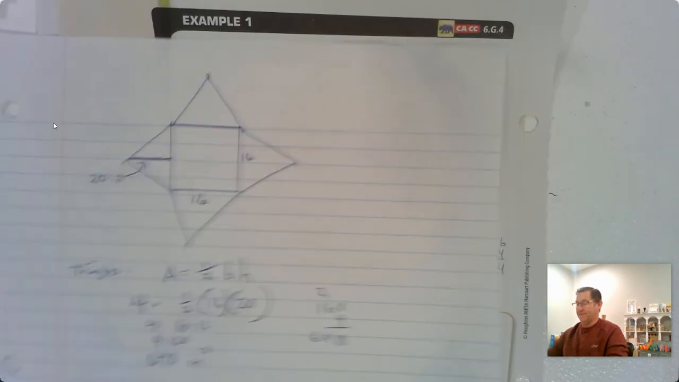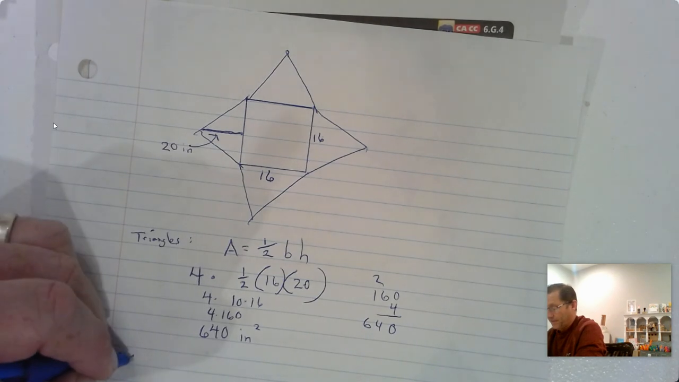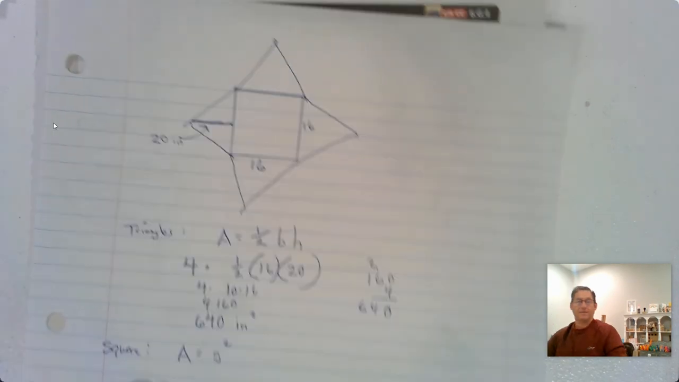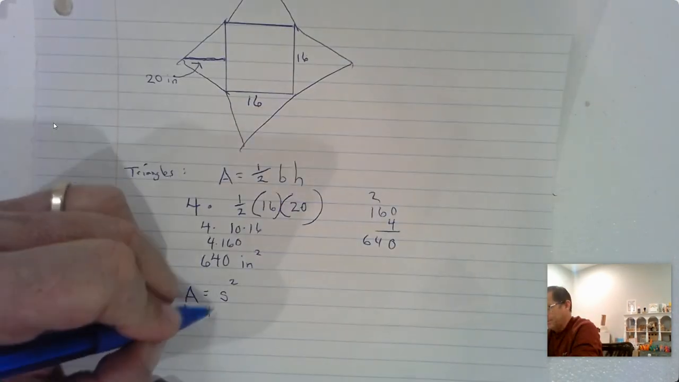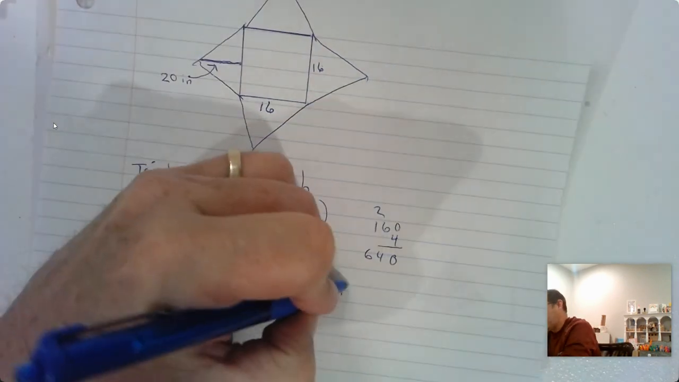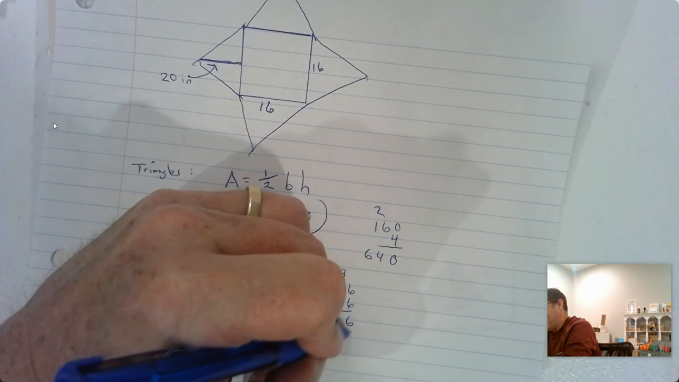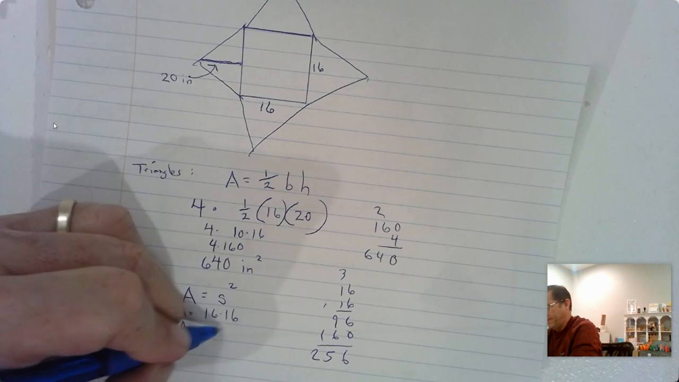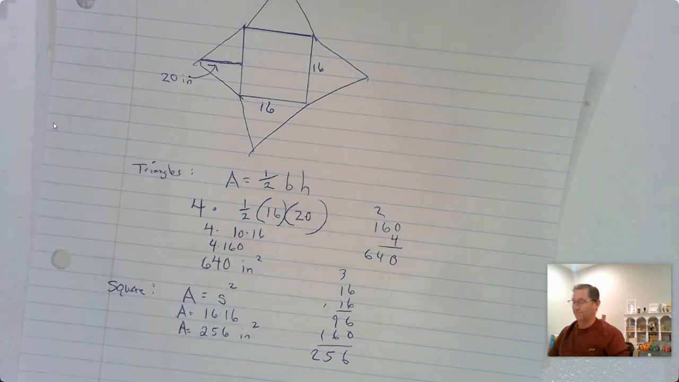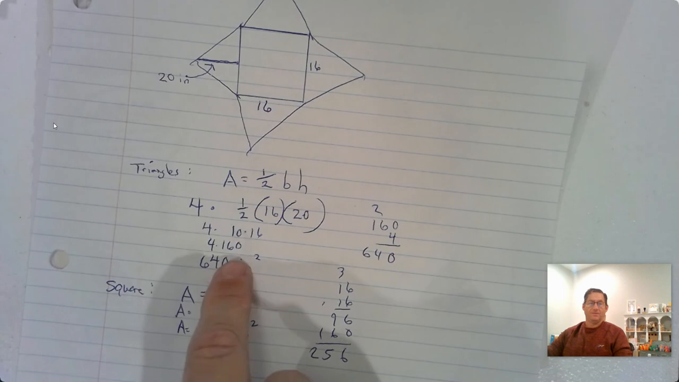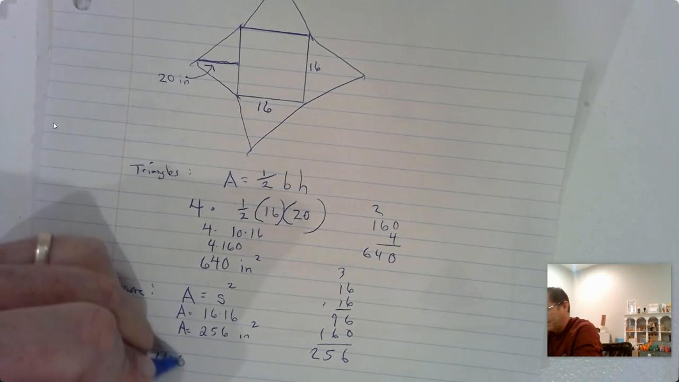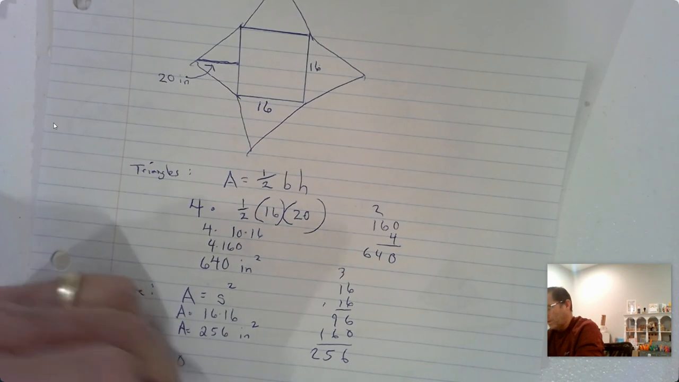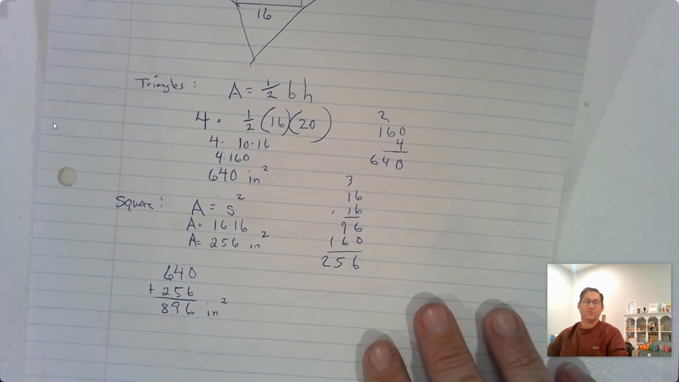And now we need to find the area of the square. The area of a square is s squared. So 16 times 16 is 256 inches squared. Okay, now just add those two together. 640 plus 256 will give us 896 square inches.